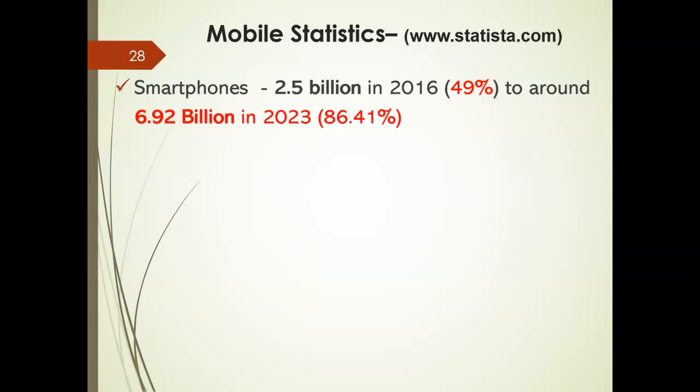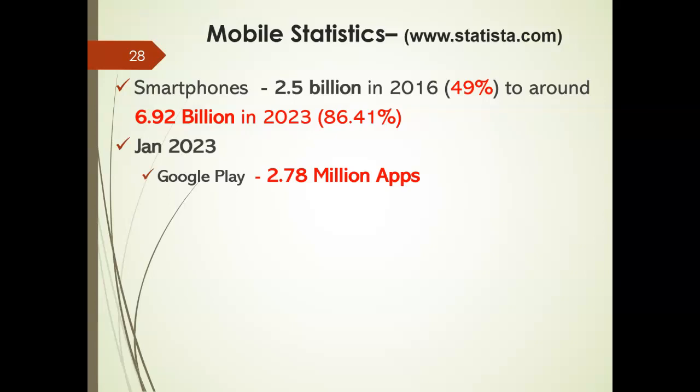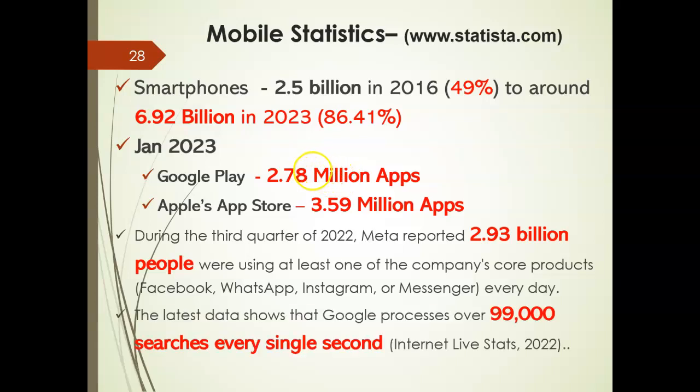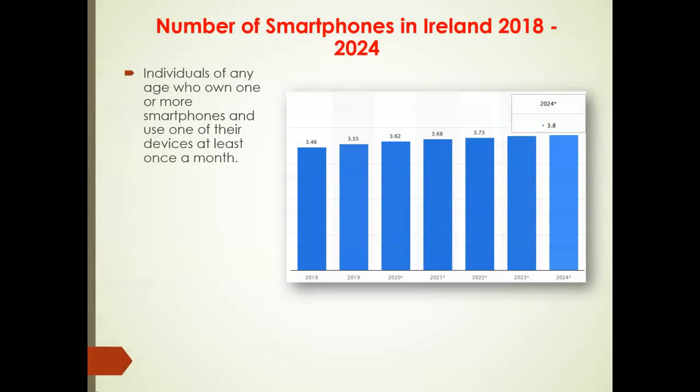So then we went on to look at some statistics, and we talked about the fact that 86% of the world's population owns a mobile phone. In the Google Play Store, there's 2.87 million apps, whereas in the Apple App Store, 3.59 million. And we talked about the fact that Meta, which is WhatsApp, Facebook, Instagram and Messenger, reports 2.93 billion people use one of their platforms every day. And Google is searched 99,000 times every single second. So that just gives you an idea, again, of the technology that's out there.